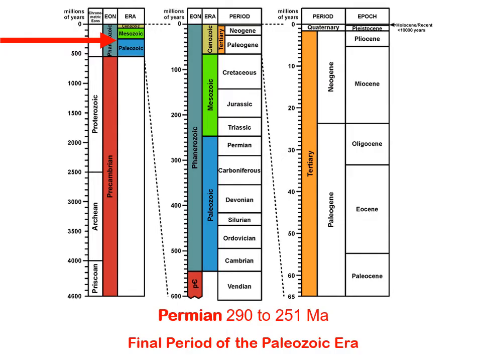So the Permian period spanned from about 290 to about 251 million years ago. This really brings us to the end of the Paleozoic era, so right about into the middle of the Phanerozoic overall. Okay, and after this we go into the Triassic period, which is the first period of the Mesozoic era, but we'll deal with that after the next exam.